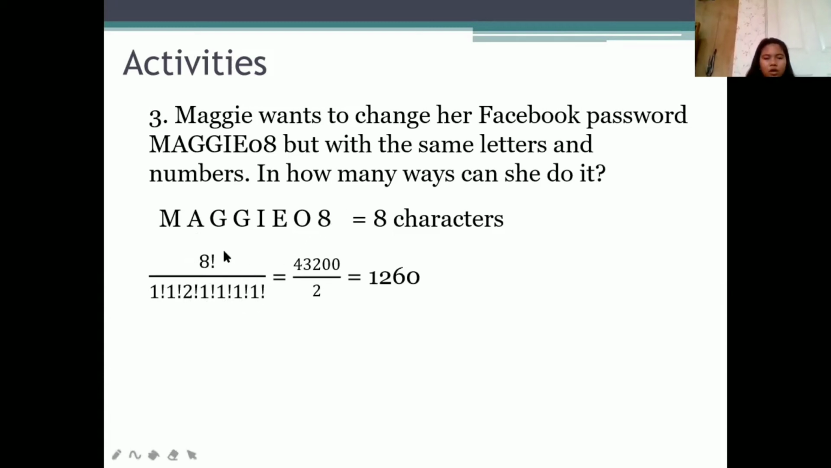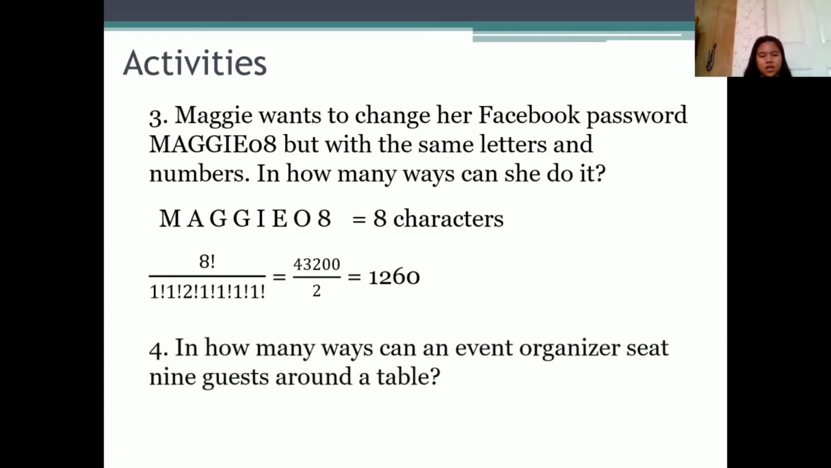So our 8 factorial is equal to 40,320, and when we multiply the denominator, it is equal to 2. Then we divide, and that is equal to 20,160. So Maggie can change her Facebook password with the same letters and numbers in 20,160 ways.